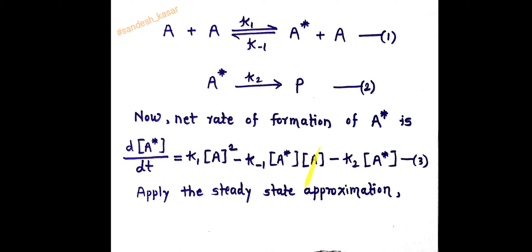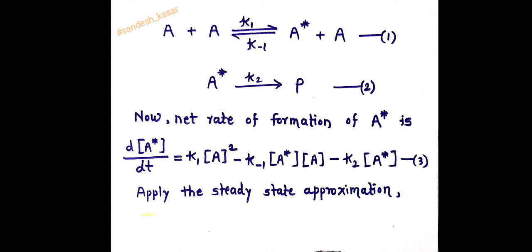And again, that A star may form product. So again there is a decay of A star, so here comes a negative sign, k2 into A star. So here k2 into [A star]. So d[A star]/dt is equal to k1[A]^2 minus k minus 1 [A star][A] minus k2[A star]. This is our equation third.